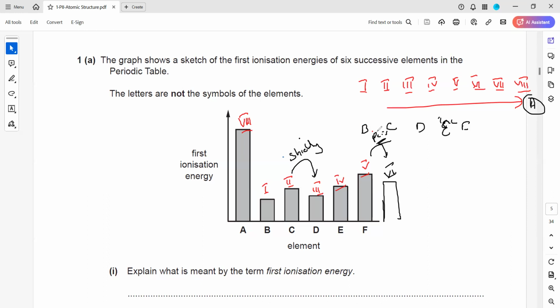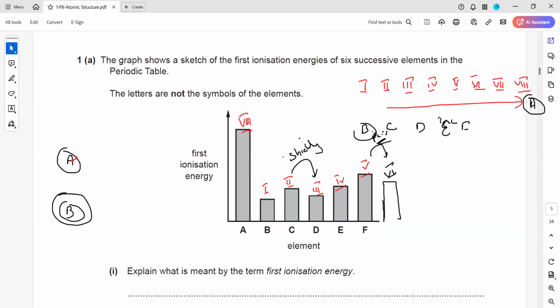When we compare A with B, A is in the lower period, maybe the second period, but B is in the third period. If the periods are different, the size will be different. A will be smaller in size, and B, because it belongs to another period, will be larger in size. That is one reason. Since A is smaller, it will have a greater attraction towards the nucleus, so we need a greater amount of energy.